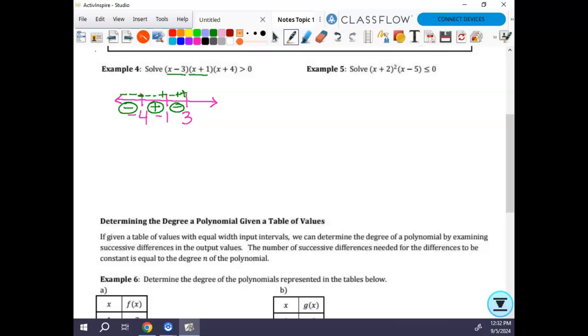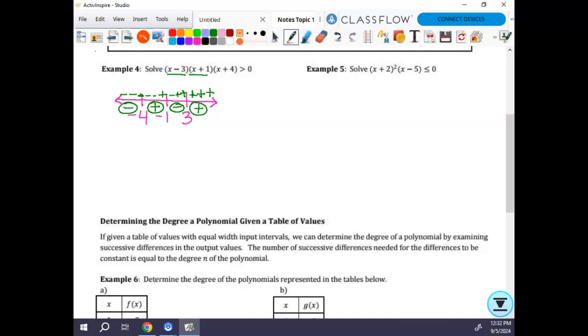Then from 3 to infinity, and don't forget the ends, because some people will just do the middle and forget that you have to go to the infinity interval. Let's pick 4. 4 minus 3 is positive. 4 plus 1 is positive. 4 plus 4 is positive, so that one is positive overall. So this tells me where my function is positive and negative on which intervals.